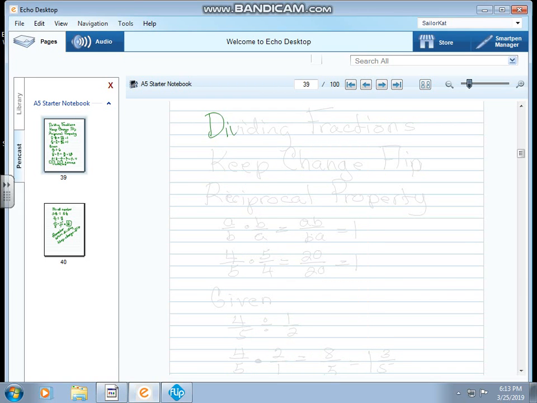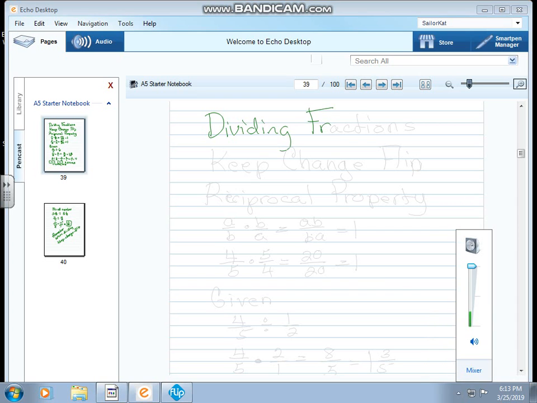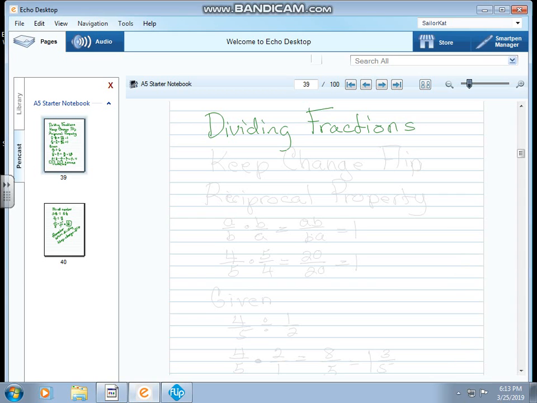Dividing fractions. The main thing to remember is keep, change, flip.